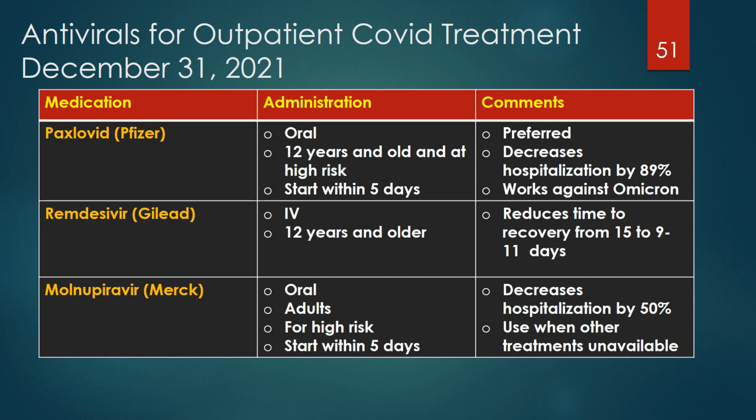Paxlovid was authorized for use in patients 12 years old and older who have tested positive for COVID-19, regardless of vaccination status, and are at high risk, including those with underlying medical conditions like obesity, diabetes, and immune suppression. The drug needs to be administered within 5 days of infection, and best if started within 72 hours of infection. Paxlovid is administered in 30 doses over 5 days. An initial problem was supply and distribution. Paxlovid reportedly works against the Omicron variant.